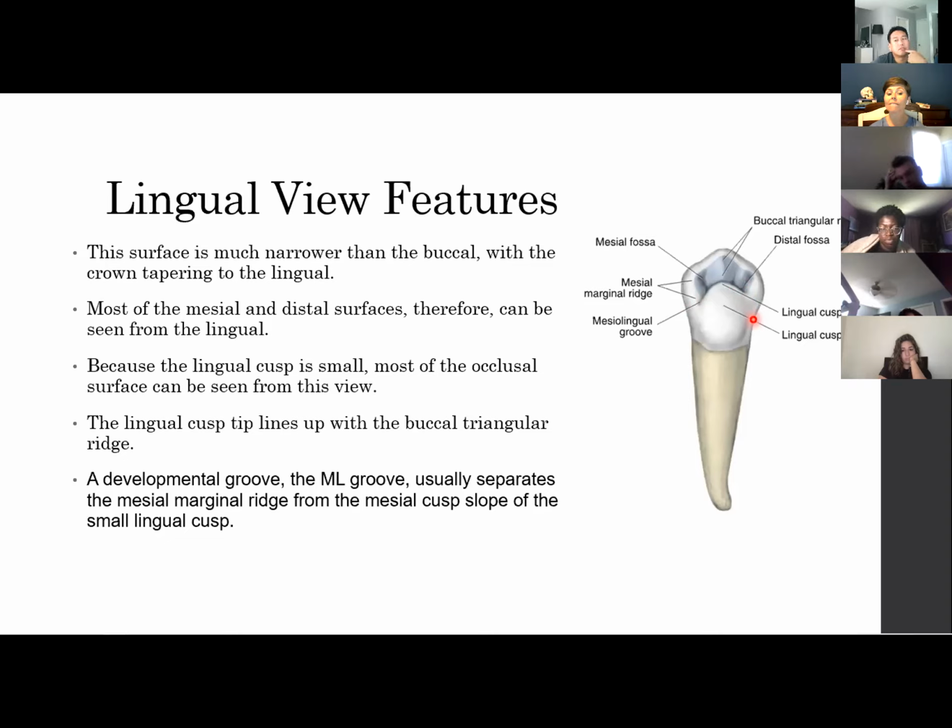Anybody like to guess? 28. Nice try. 28 is a first premolar. 21. 21, yes. Because this would be 28, because this is the mesial. So if it was on this side, it would be 21. Do you understand that? That was you, Bree, that answered first, right? Okay. All right, cool.